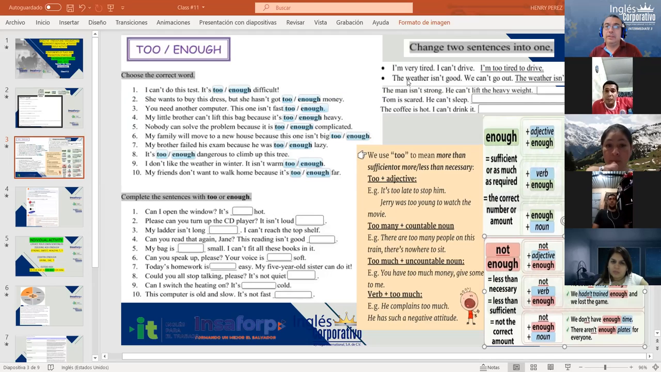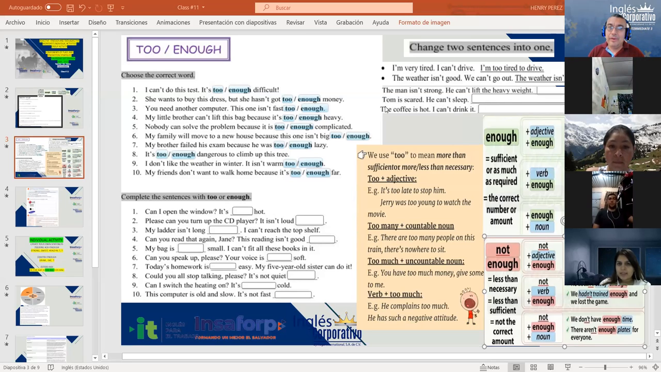Continue, please, Beatriz. Next example. The weather isn't good. We can't go out. The weather isn't good enough to go out. Very good. You notice the mixture of two sentences, right? The weather isn't good, period. We can't go out, period. That means there's two sentences, right? The weather isn't good enough to go out.